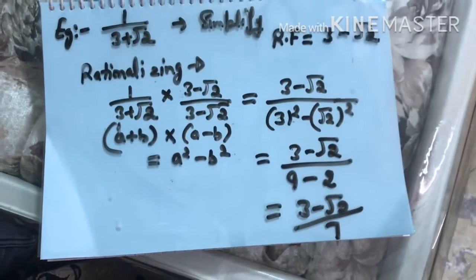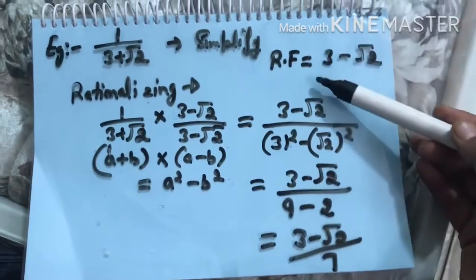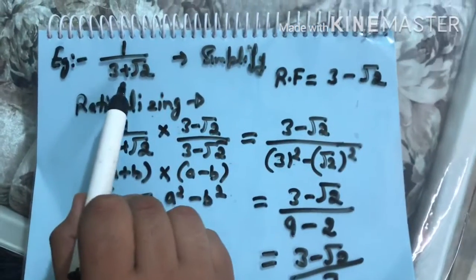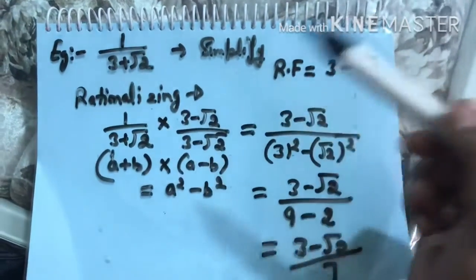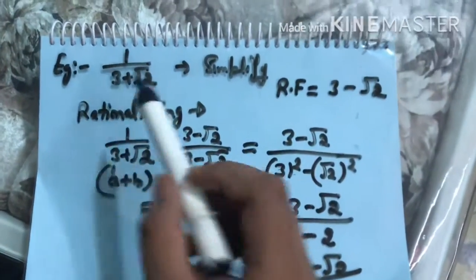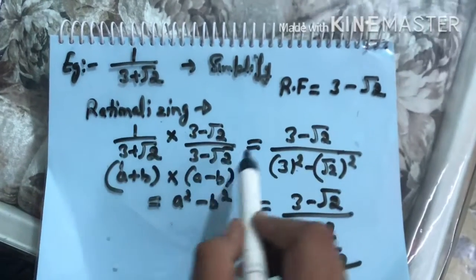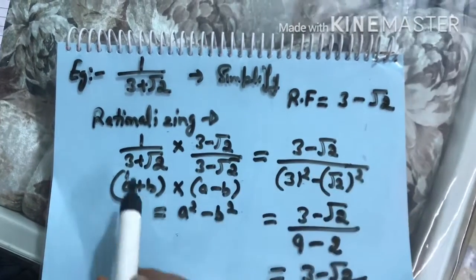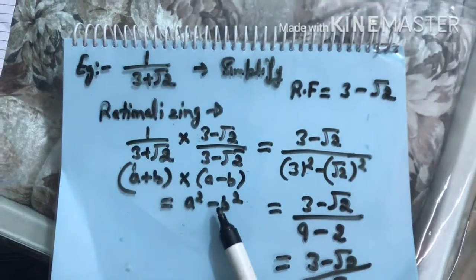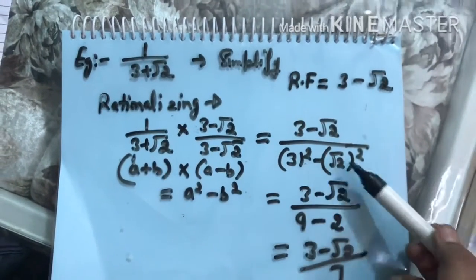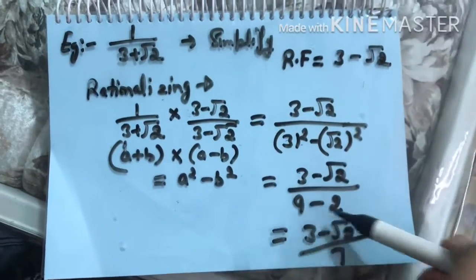That is our answer. So what we have done: first we found the rationalizing factor. The term is 3 plus root 2, here it is positive, so it becomes 3 minus root 2. In rationalizing, we multiply and divide with the rationalizing factor. The lower section is a plus b times a minus b, and the formula for that is a square minus b square. So 3 square is 9 and root 2 square is 2, and 9 minus 2 is 7.